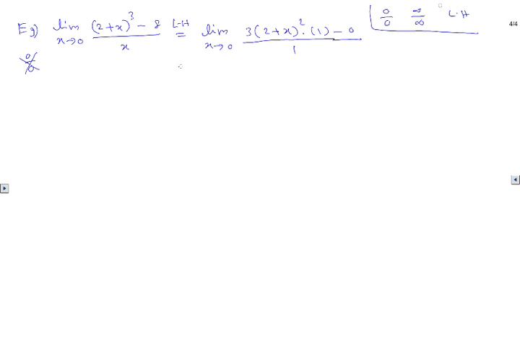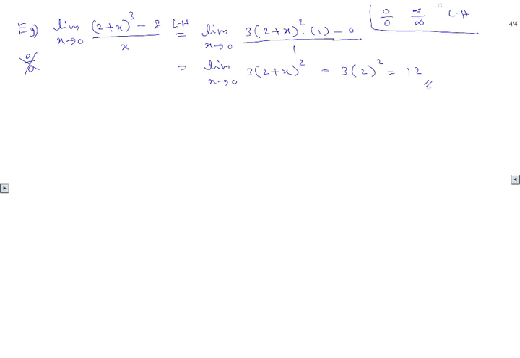So if you simplify this a little bit, you're going to get limit x goes to 0 of 3 times (2 plus x) squared. This is a really nice function, so you can plug in the value 0 here. So that means 3 times 2 squared, you're going to get 12. So the answer is 12. It's not that difficult, so you can do it using L'Hopital's rule.